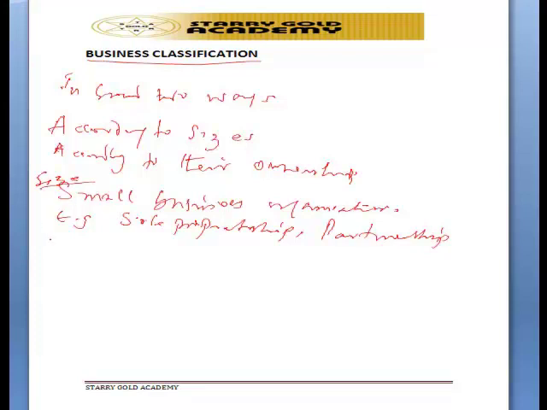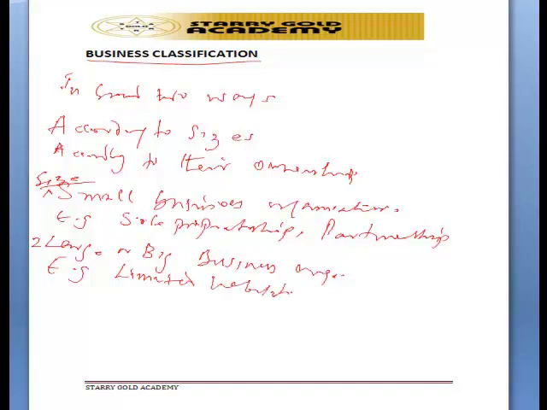So we have small businesses and also large. If this is 1, this is 2, and large or big business organization. And under that, example of that, we have limited liability companies.